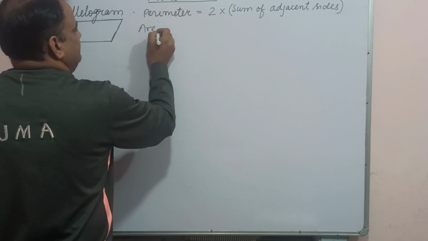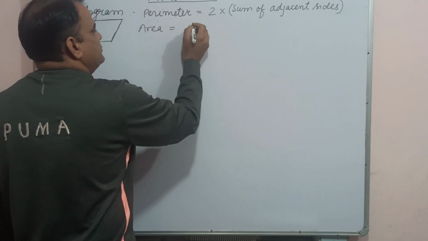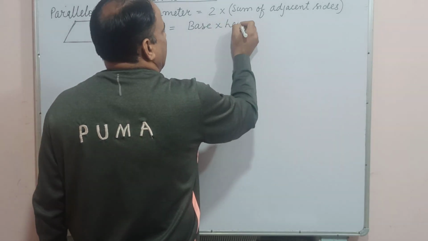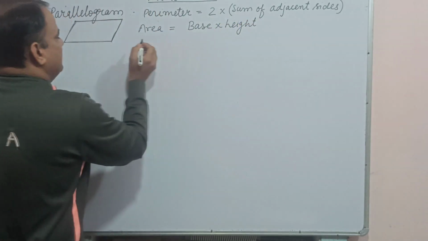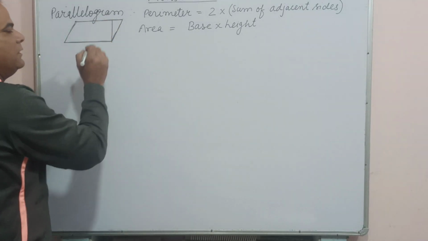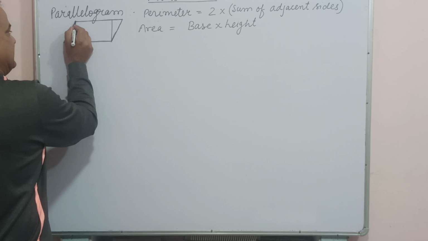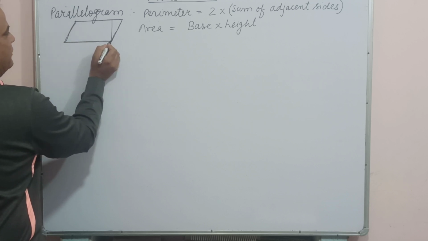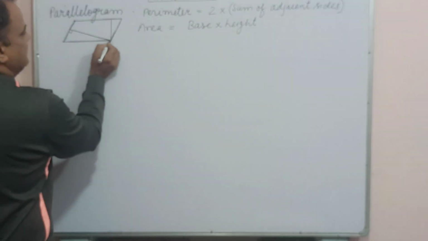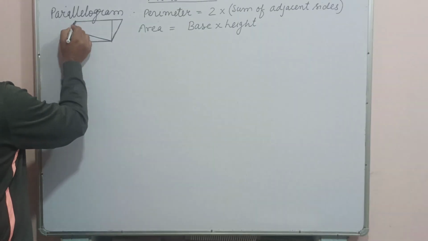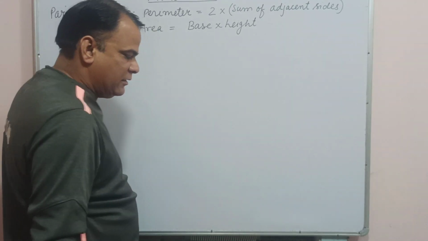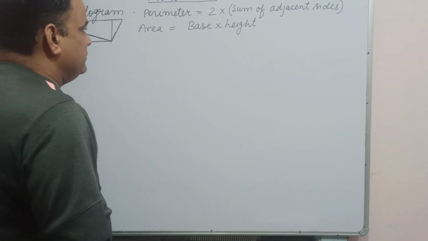Area. Area of parallelogram equals base into height. This is the base and this will be the height of the parallelogram. If we take this side as base, then we have to take this length as the height of the parallelogram. So we can say that area of the parallelogram equals base into height.